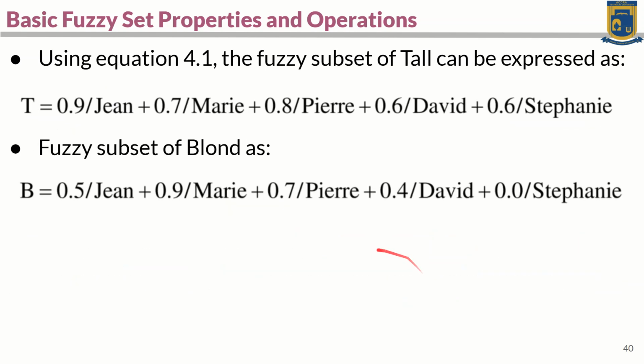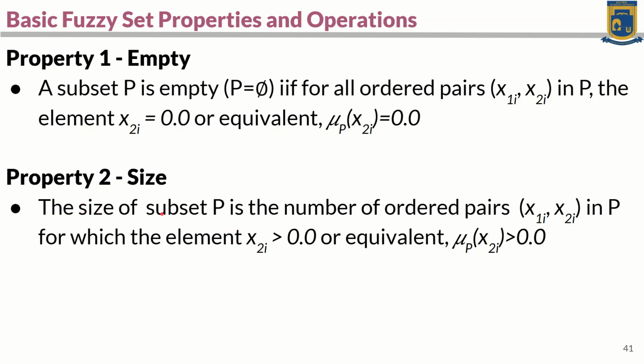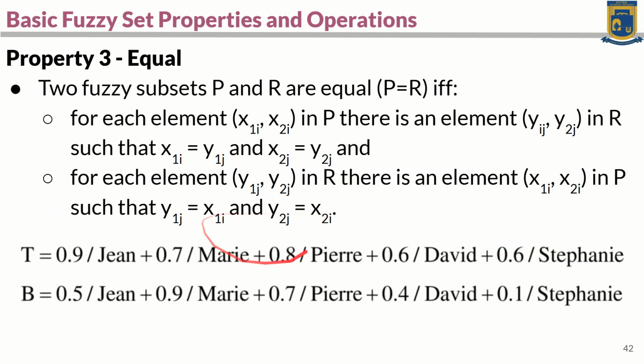And that is the explanation given over here. The size of subset P is the number of ordered pairs in P for which the degree of membership is greater than 0. So if the degree of membership is greater than 0, then we can consider it as size 1. But if any of them is equal to 0, that one will be excluded. All right.